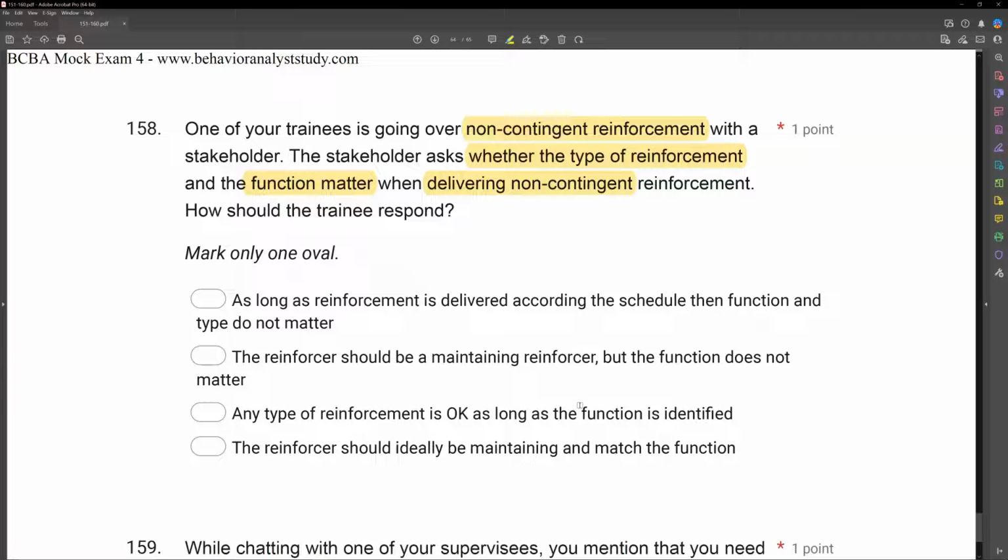And then D, the reinforcer should ideally be maintaining and match the function. Yes, in a perfect world, you need to identify the function. So if the function is escape, well, then our reinforcer should maintain the behavior to escape. It's going to match the function. And we need to non-contingently find a way to deliver escape. So if you're going to use non-contingent reinforcement, the reinforcer should be maintaining and it should match the function of the behavior in question.